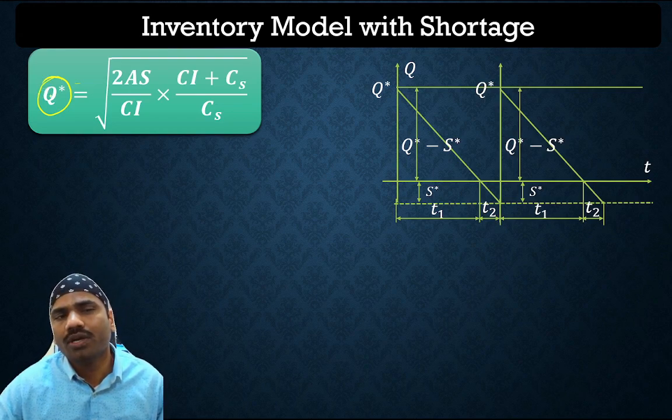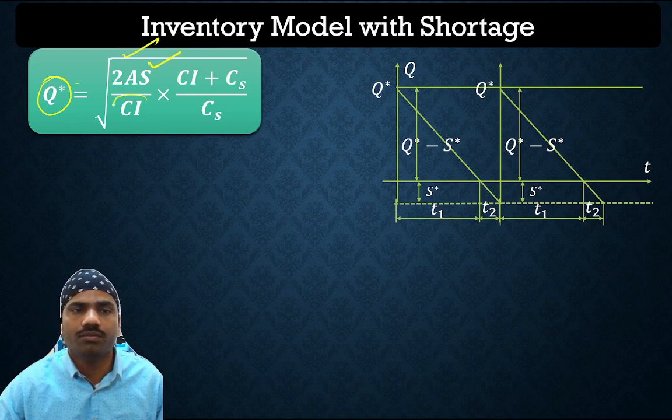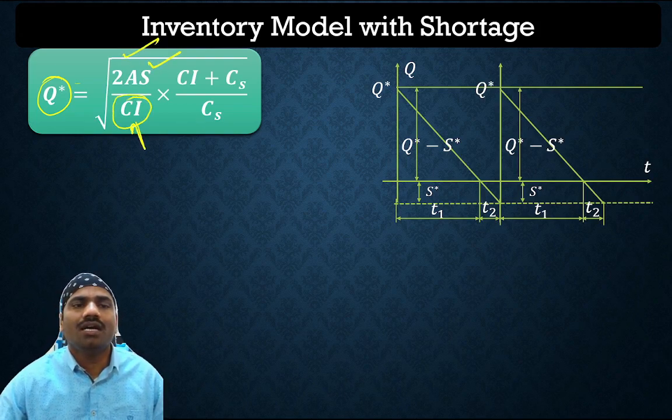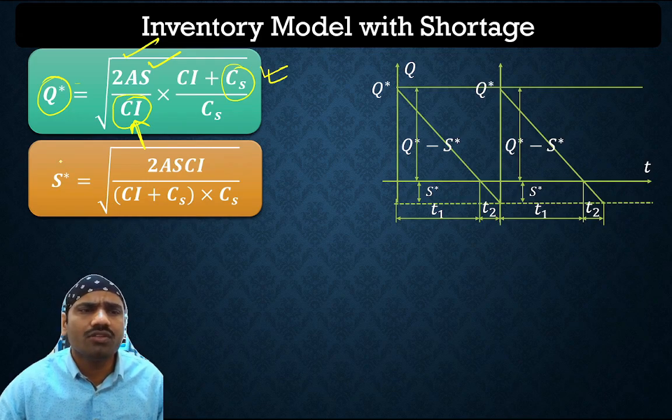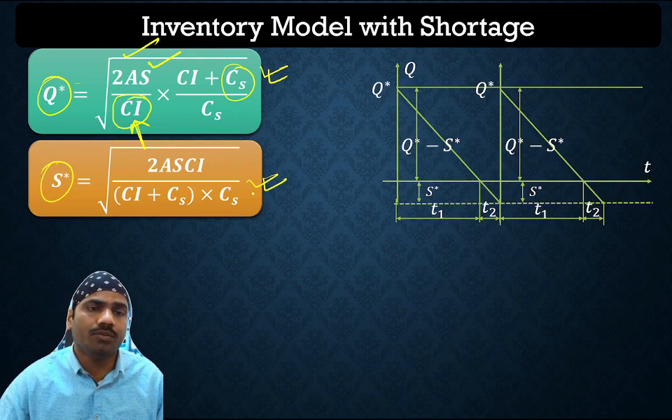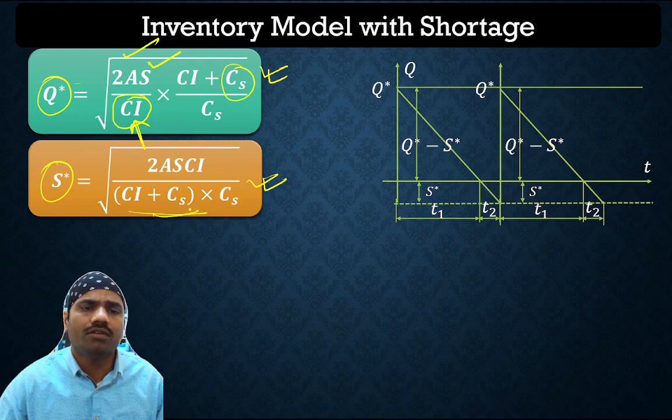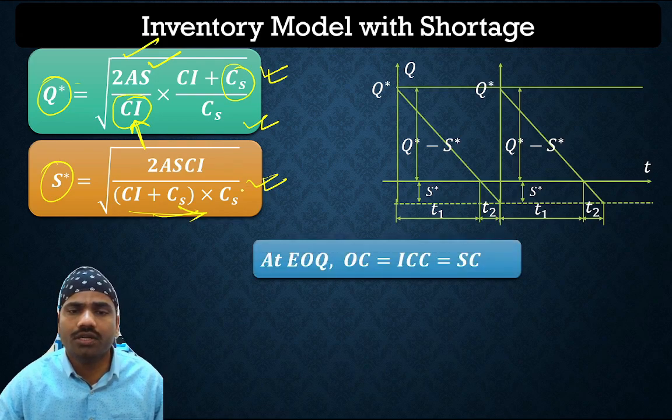So the economic order quantity Q star including the shortage will be the square root of 2AS into (CI plus CS) divided by CI into CS, where A is the annual demand, S is the cost per unit per order, CI is the inventory carrying cost, and CS is the shortage cost. We can also find the optimum shortage, which can be calculated by this particular formula, where all the variables have the same meaning as in the EOQ, economic order quantity.